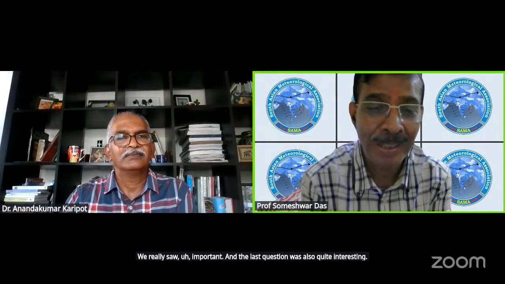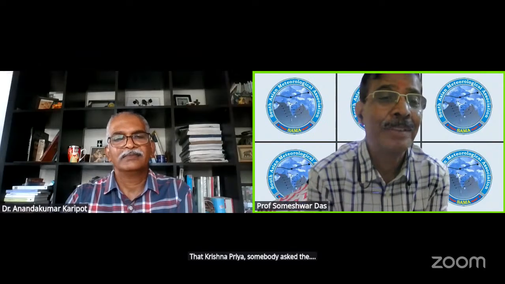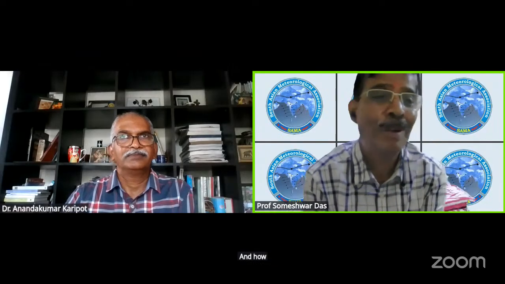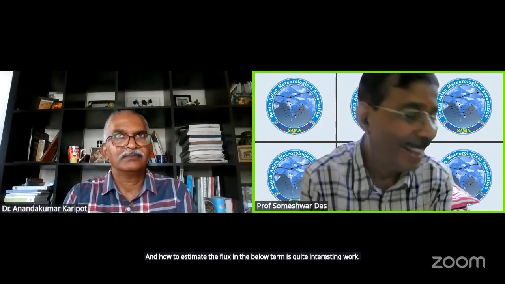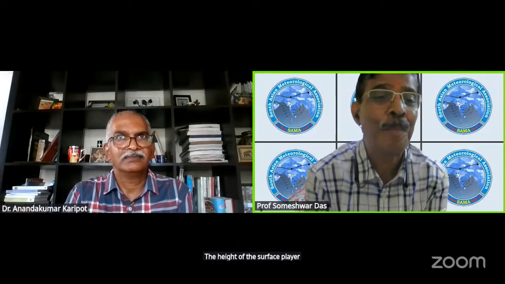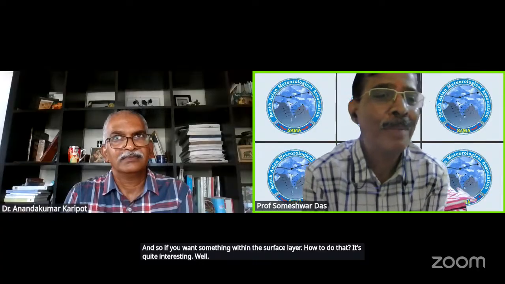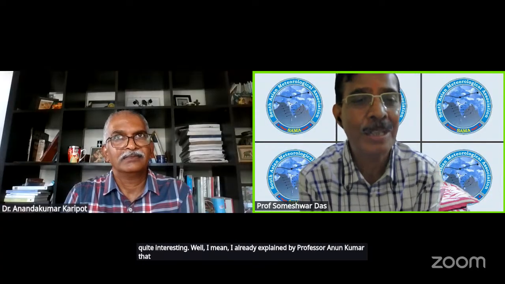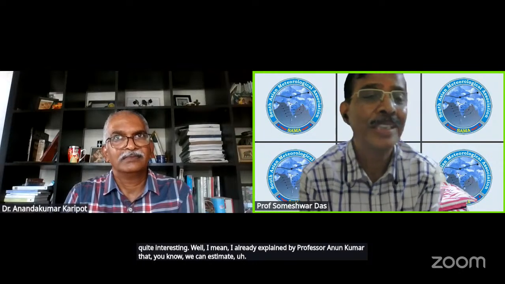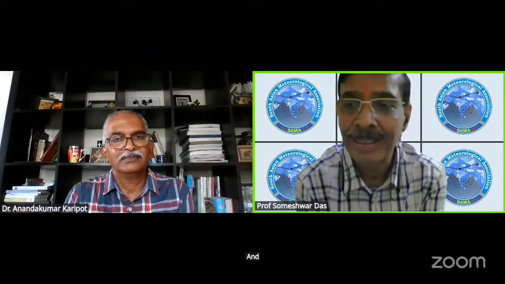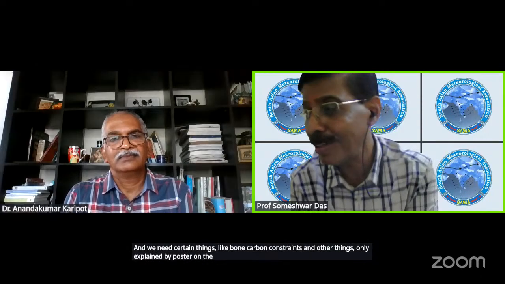Krishna Priya or somebody asked that if the wind measurements are done at 10-meter height, then how to estimate the fluxes below 10 meters. It is quite interesting, but the height of the surface layer itself is 10 meters. So if you want something within the surface layer, how to do that? Professor Anandakumar already explained that we can estimate certain characteristics using the logarithmic law profile of the surface layer, and we need certain things like the von Karman constant and other things. But it's a quite interesting question.